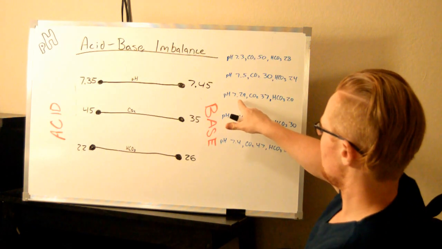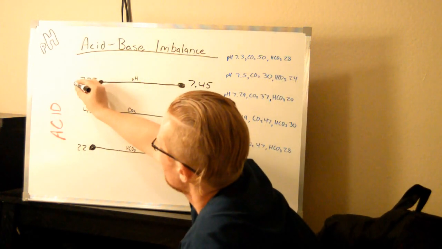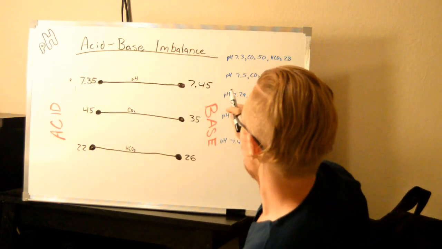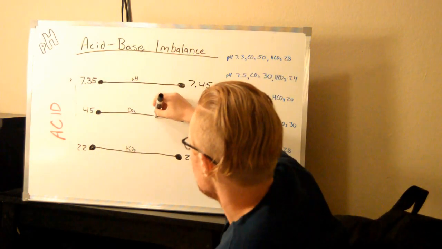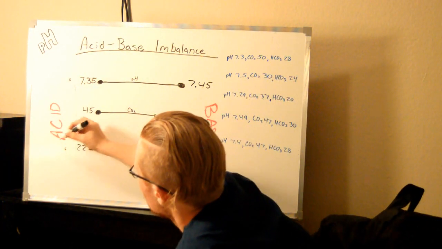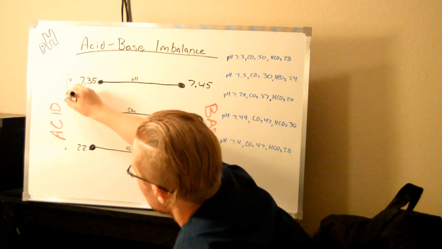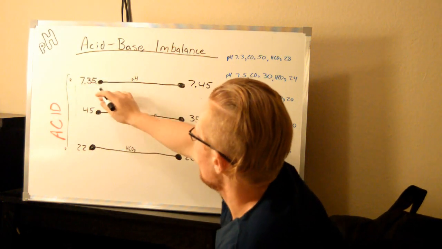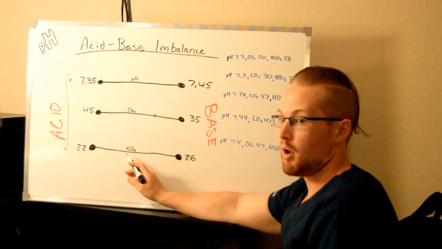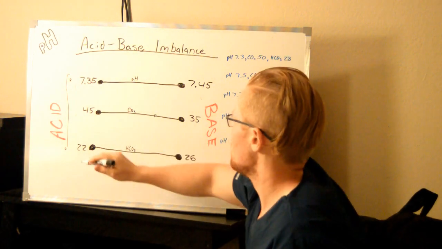For our next one, pH of 7.29. We have a CO2 of 37, which is in the middle here, and HCO3 of 20. So what matches? These two match. And so what you have is acidosis due to bicarbonate. And bicarbonate is made metabolically, so that would be metabolic acidosis.